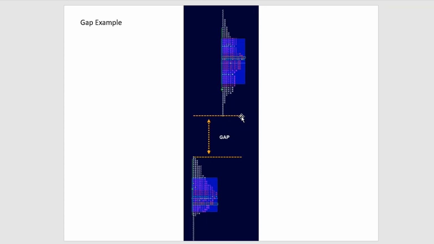That is when we have a gap. Now, a lot of you probably have been taught that gaps are measured from the previous day's settle. That is not how we measure gaps. We measure upward gaps from the high of the previous day to the low of the current day. If it's a downward gap, it's going to be just the opposite.